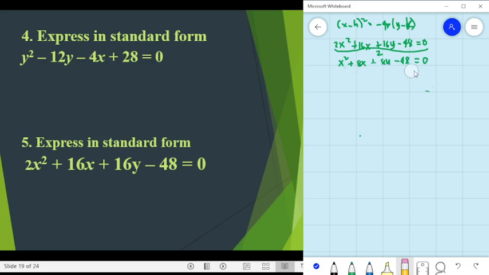Okay, I forgot something. So let's transpose. We have x squared plus 8x equals negative 8y plus 48. Then here we have x squared plus 8x. We divide 8 by 2, it's 4. Then squaring it, it becomes 16, equal to negative 8y plus 48.